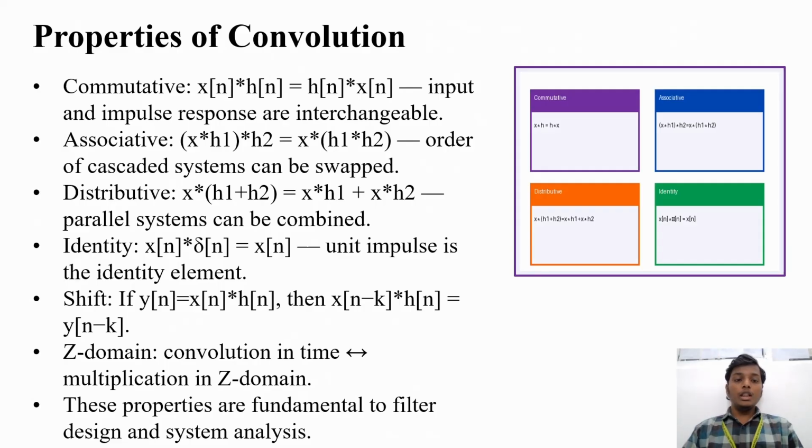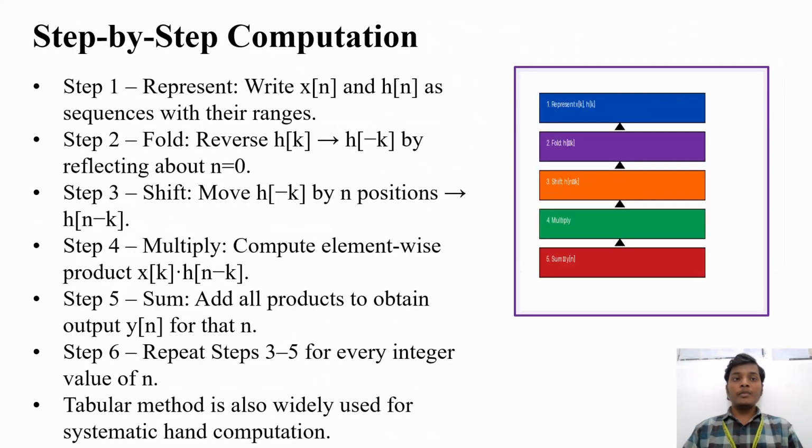Shift means if y[n] equals h[n] convolved with x[n], then x[n minus k] convolved with h[n] gives y[n minus k]. Convolution in time implies multiplication in the Z domain. These properties are fundamental to filter design and system analysis.